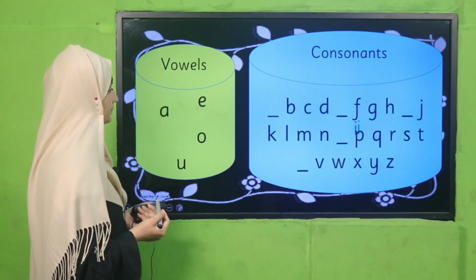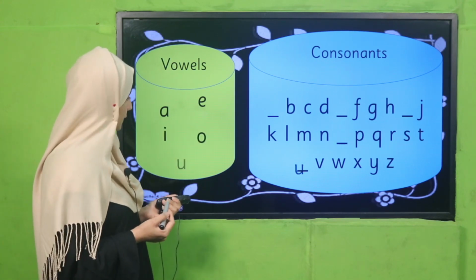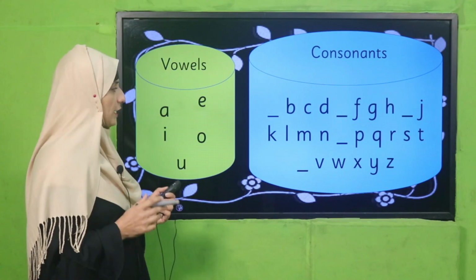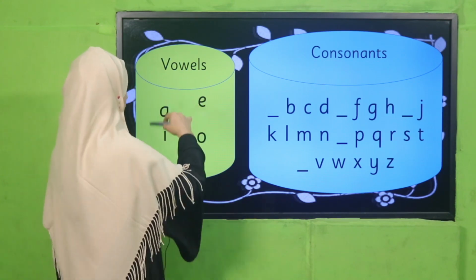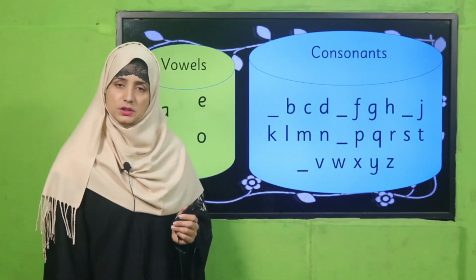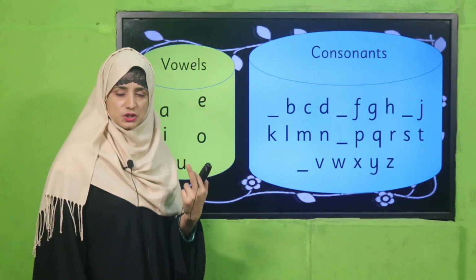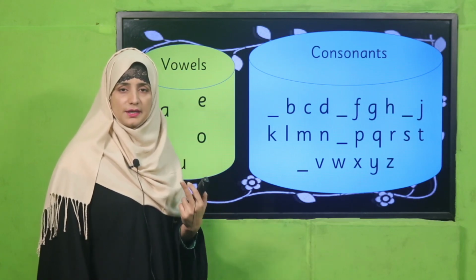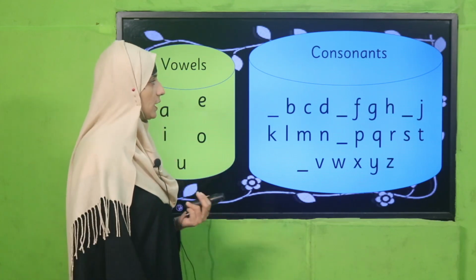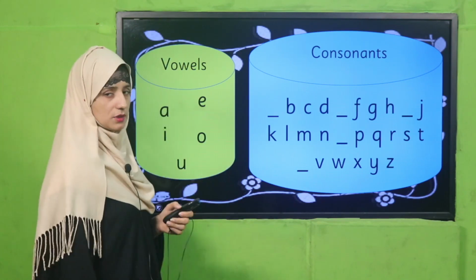E, I, O, U. So have you got it, my dear students? These 5 are called vowels and all the remaining alphabets are called consonants. We get 2 sounds in our speech, while reading or speaking. So we get 2 kinds of sounds, vowels and consonants.